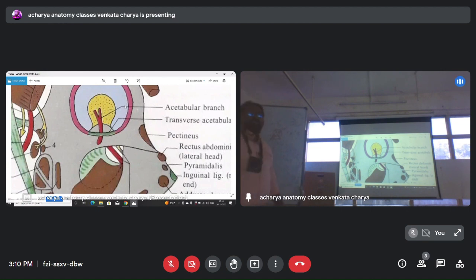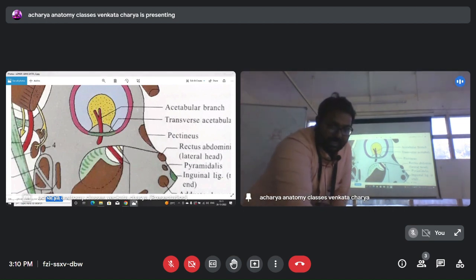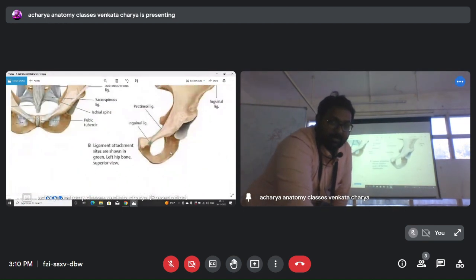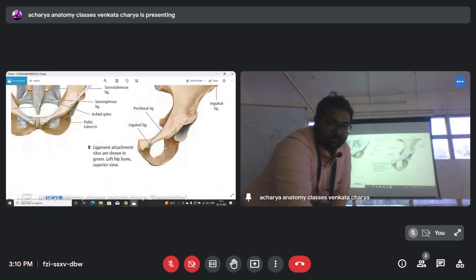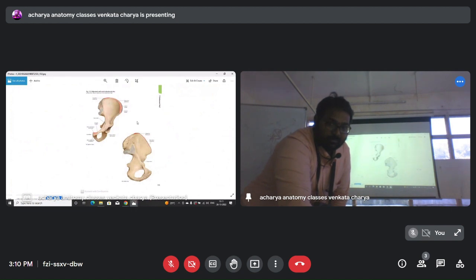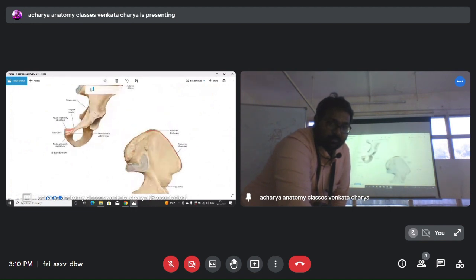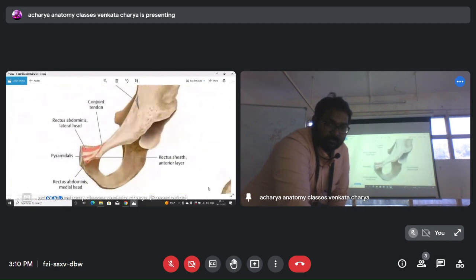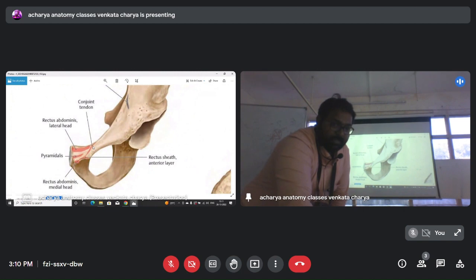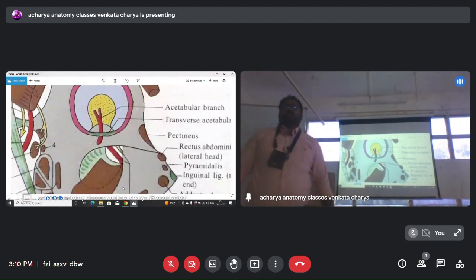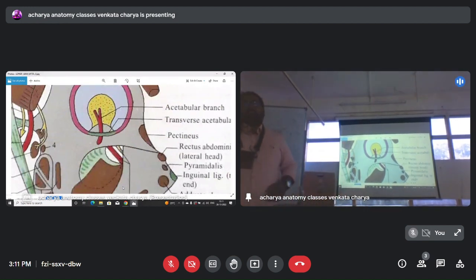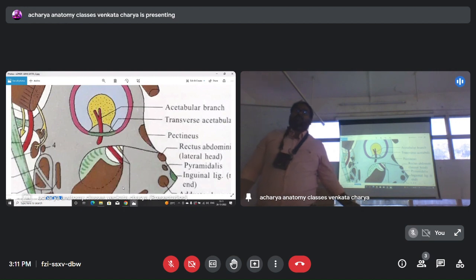Next, pubic tubercle. In the pubic tubercle, there is the origination of the lateral head of the rectus abdominis and inguinal ligament.